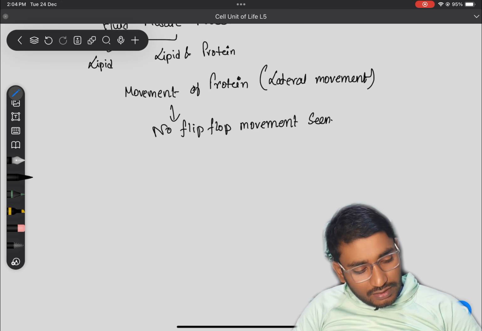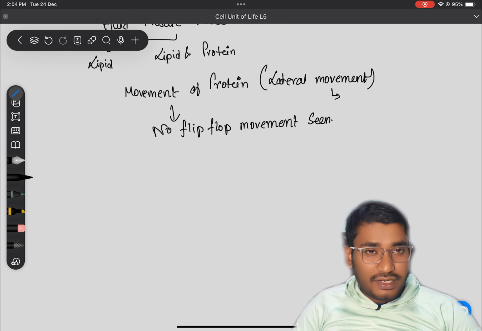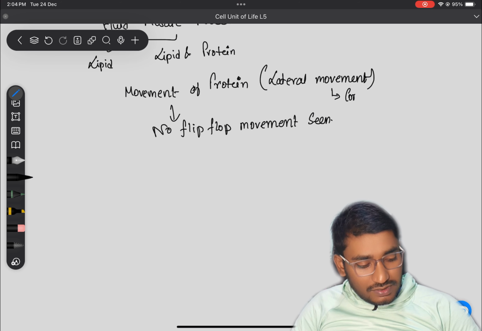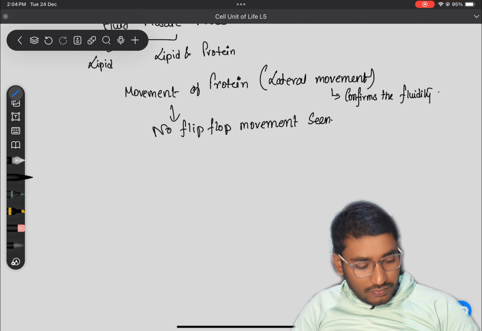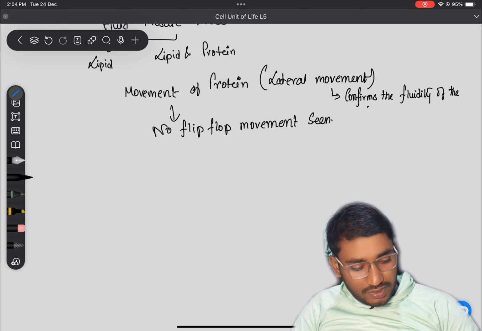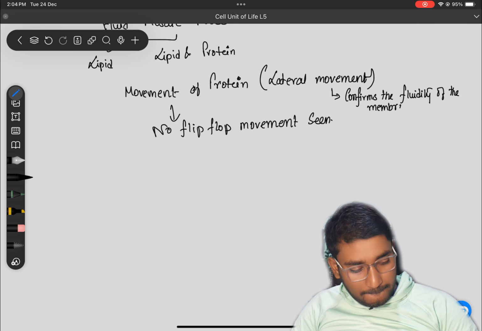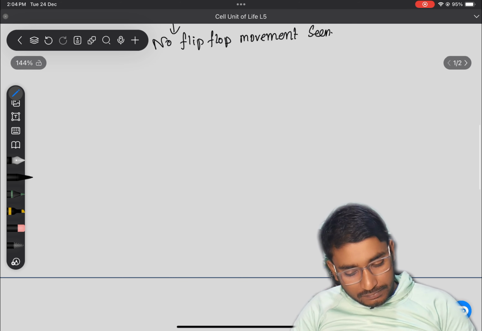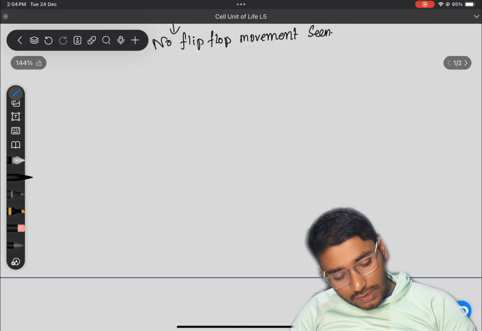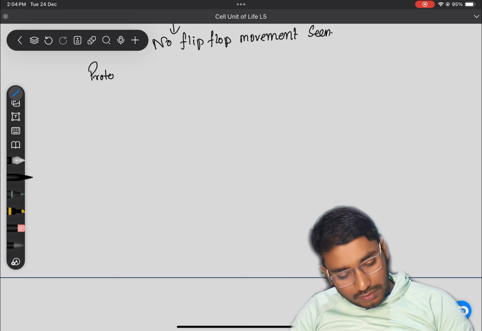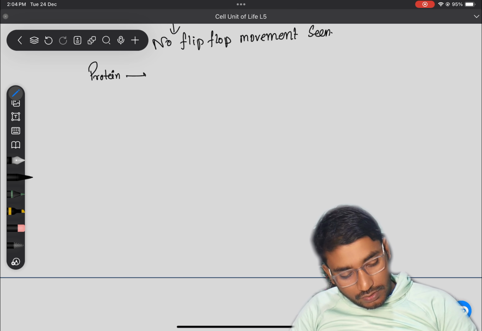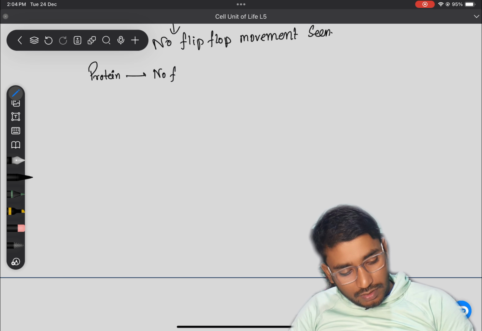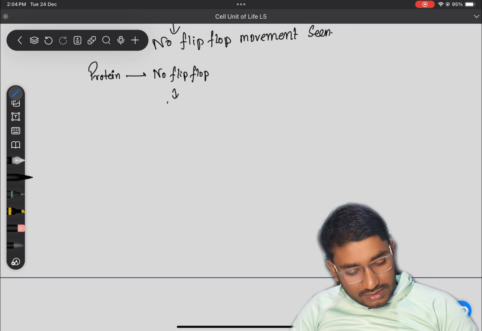A lateral movement confirms the fluidity of the membrane. Okay. Protein, no flip-flop. Okay. It is large in size.